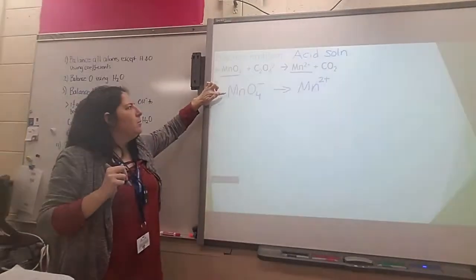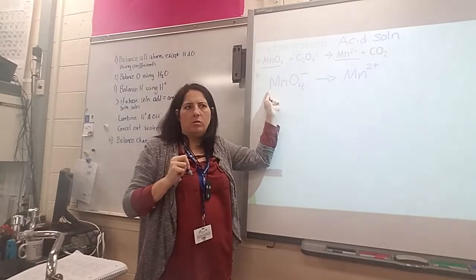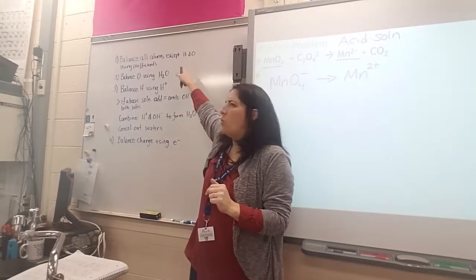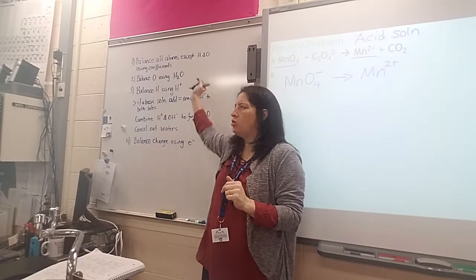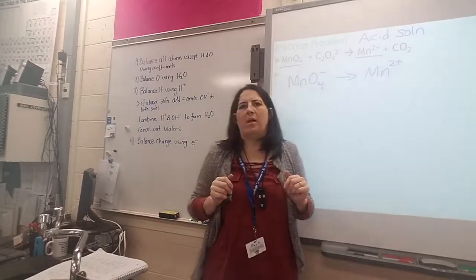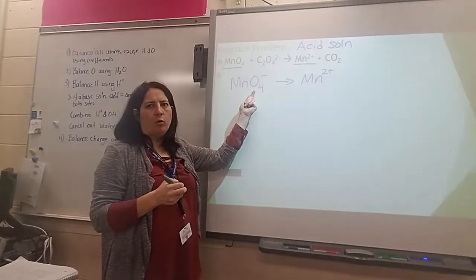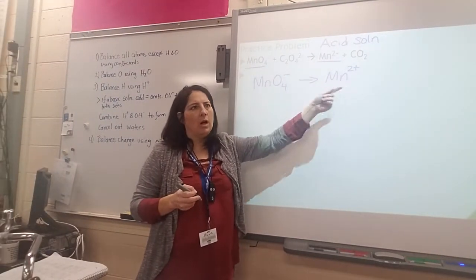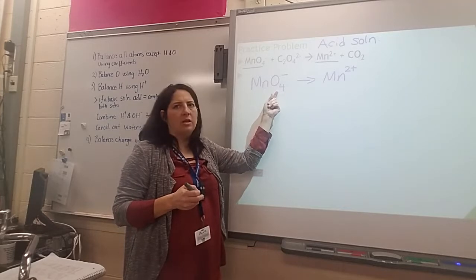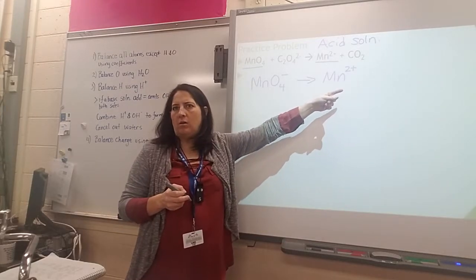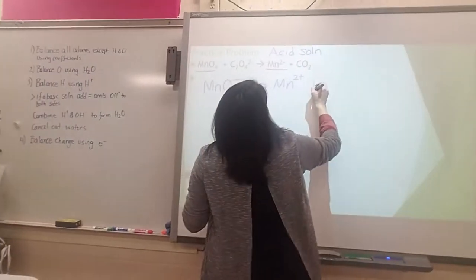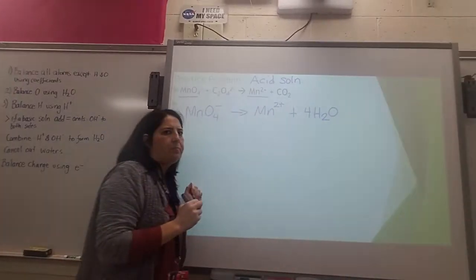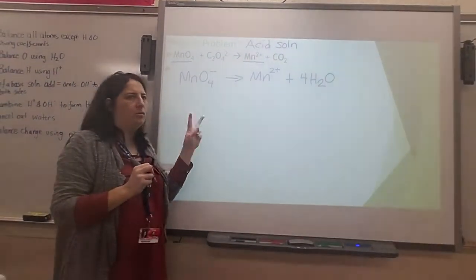Okay, my Mns are already balanced. I have one over here and I have one over here, so I can skip step 1 on my checkoff sheet. I'm going to balance my oxygens. Over here I have 4 oxygens, over here I don't have any, so I'm going to have to add water. To get 4 oxygens, how many waters do I need to add? 4. Okay, so now my oxygens are balanced.